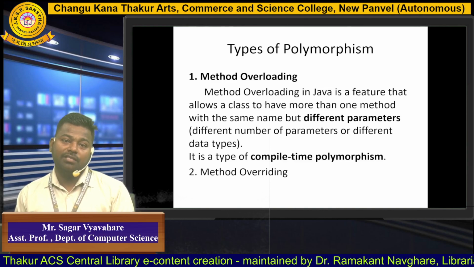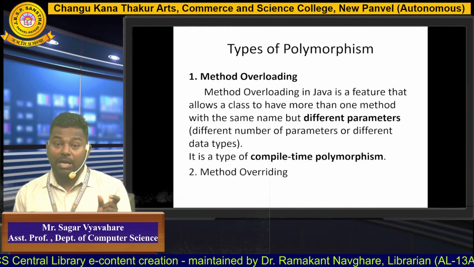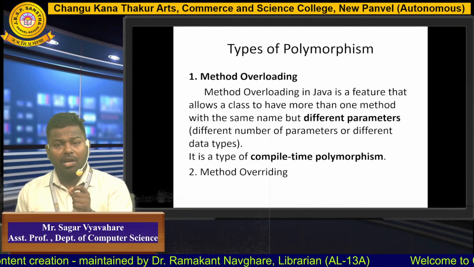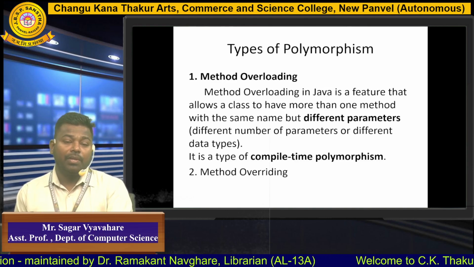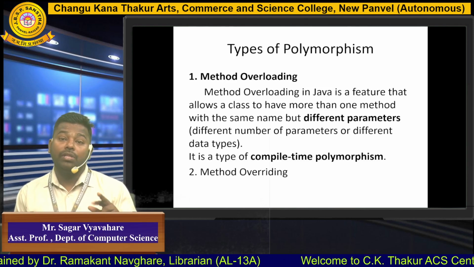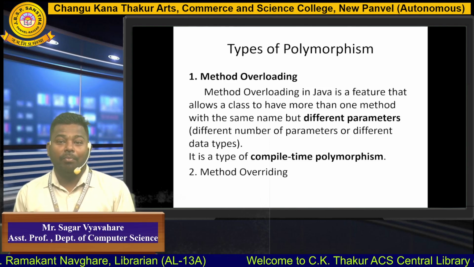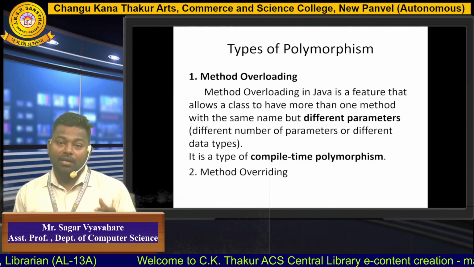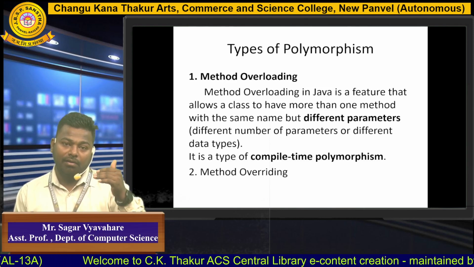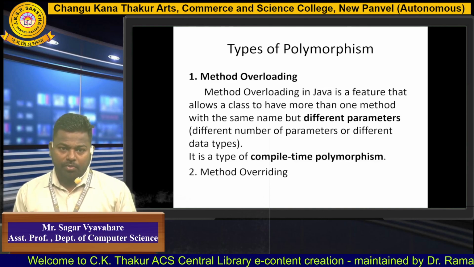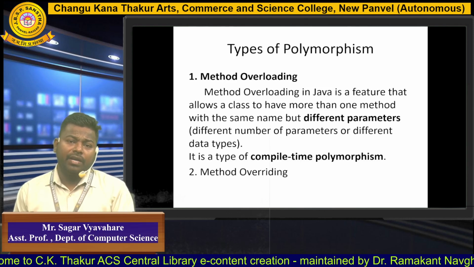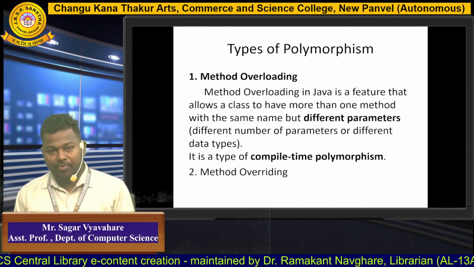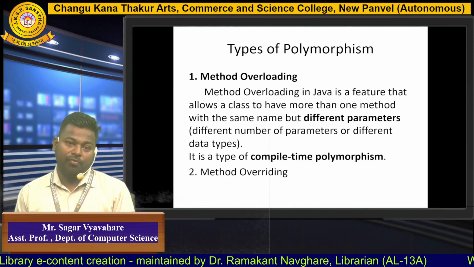The first type of polymorphism is method overloading. This is compile time polymorphism. What does method overloading mean? Method overloading in Java is a feature that allows a class to have more than one method with the same name but different parameters. So the name of the method will be the same, but the parameters that we pass to the method will be different. We'll see the example, don't worry. A different number of parameters or different data types will also do. As I said, this is compile time polymorphism.